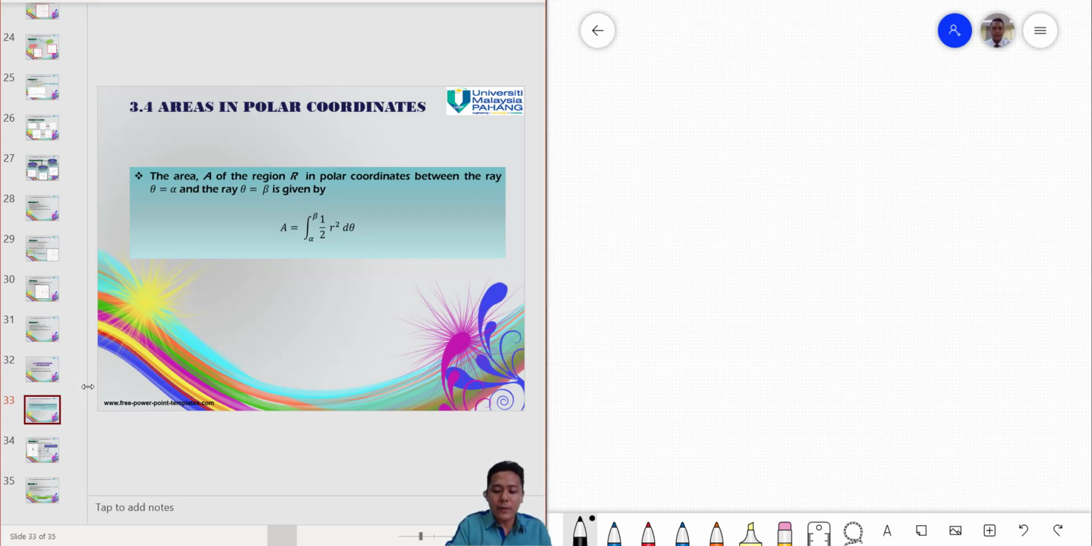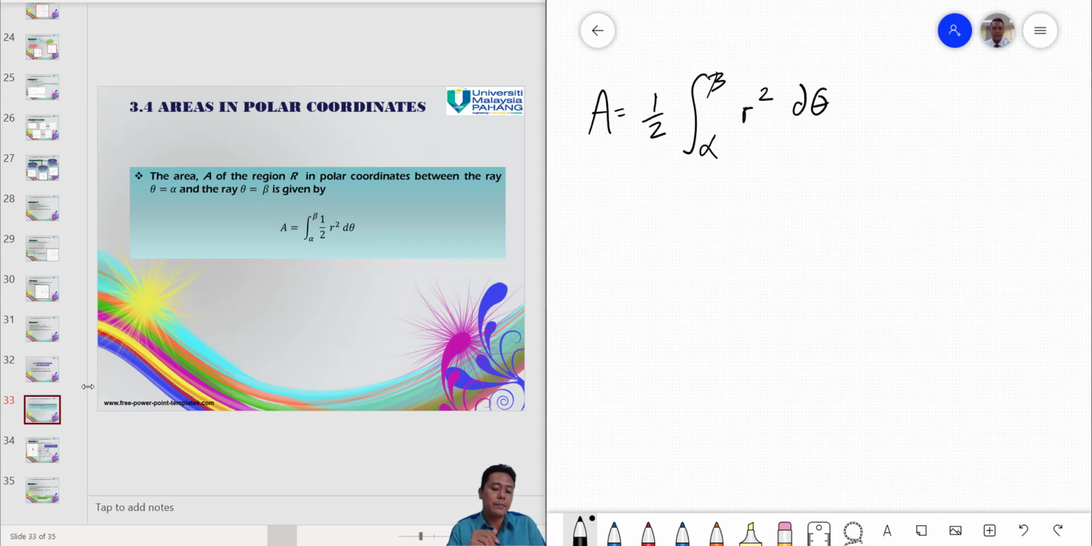We start with the formula of the area, which is given by the half of the integration from the ray alpha until ray beta, the angle, r squared d theta. Because the half is a constant, I bring it outside, it still will give a similar result. There are also several trigonometric identities which will help you to integrate much better.